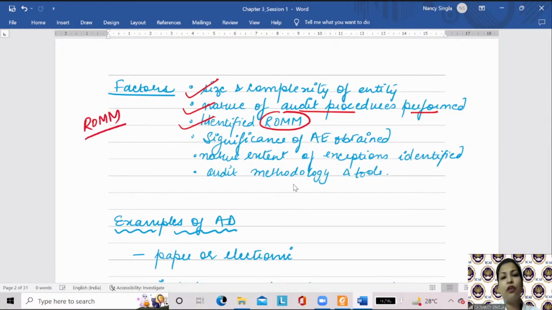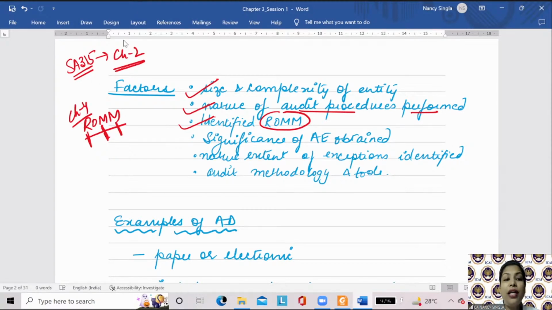See, this concept, risk of material misstatement, is covered in detail in chapter number 4. But what is risk of material misstatement? Just for the purpose of this chapter, it is the risk that there may be a material misstatement in the financial statement. Identified risk of material misstatement. You have all done SA 315 in chapter number 2: identifying and assessing the risk of material misstatement through understanding the entity and its environment. Right, you have done it.